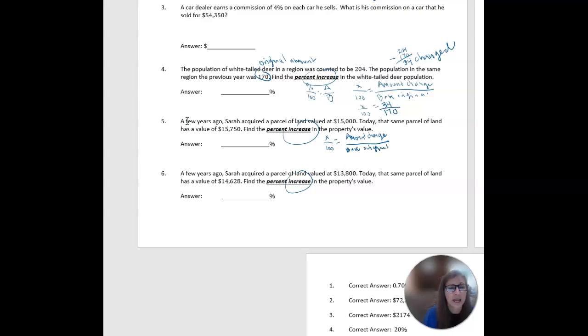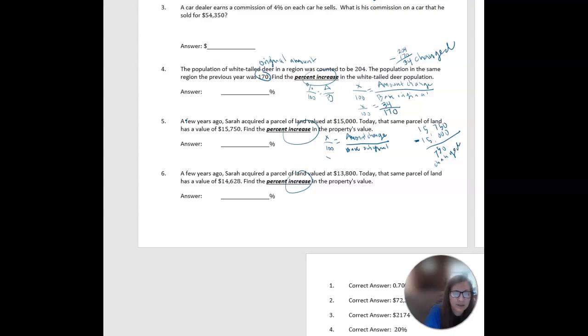This is how we set it up. Now, I don't put 15,000 on the top. I don't put 15,750 on the top. What I do is I find out how much has changed between the 15,750 that it's currently worth and the $15,000 that she purchased it for. So we're going to subtract here, and the amount changed is $750. That is the amount that the property has changed in value.